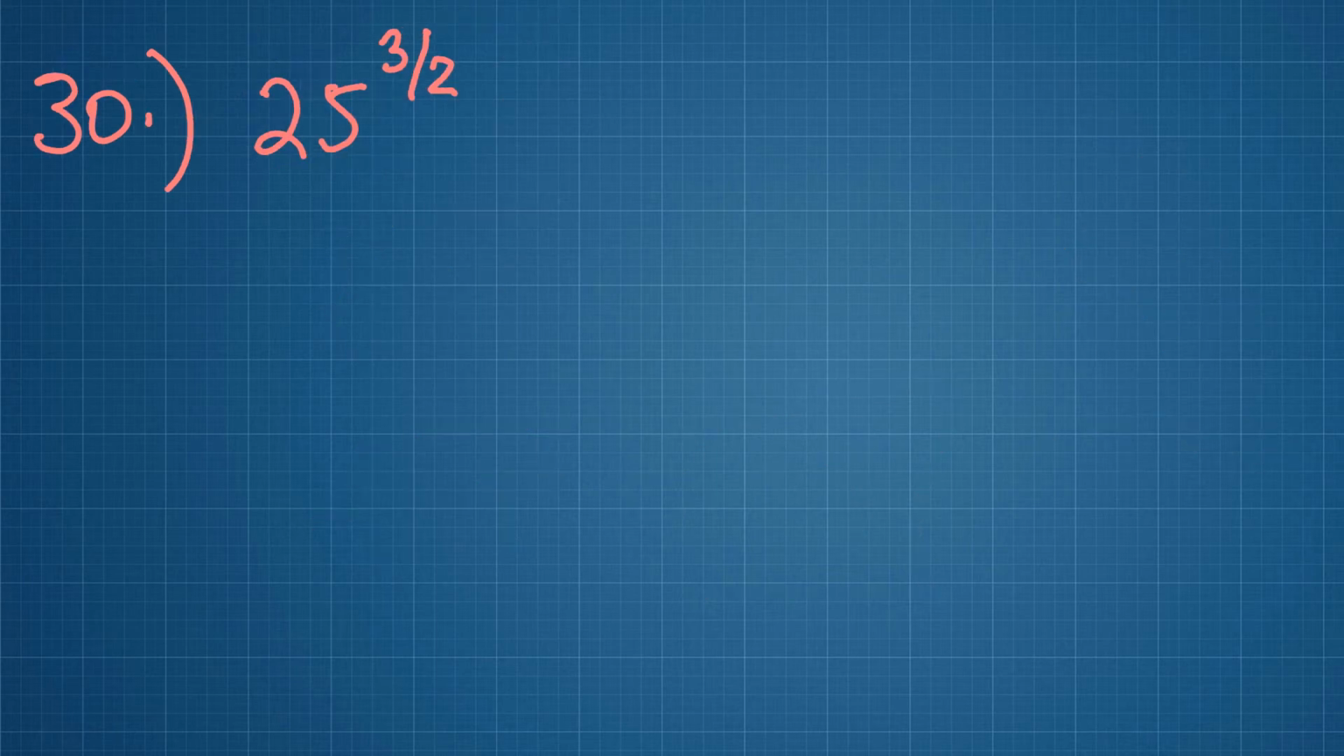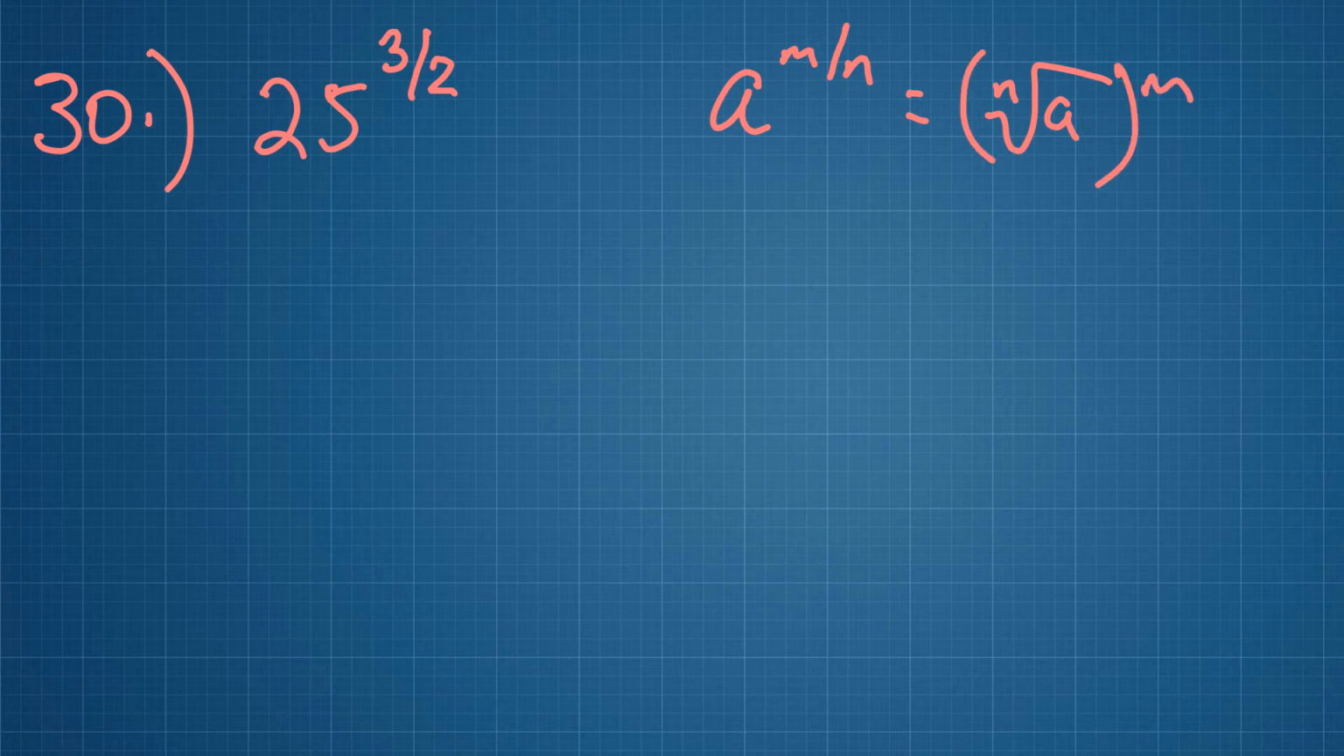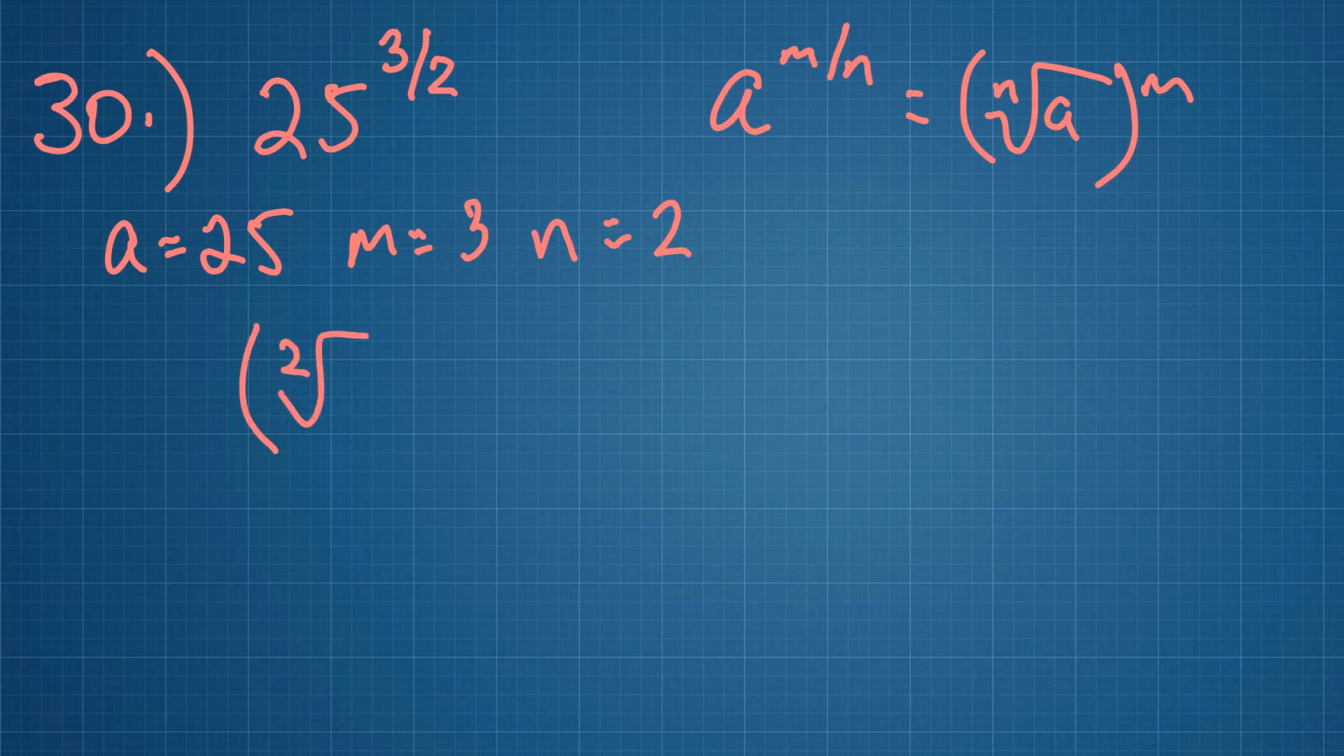30. I have 25 to the 3/2. Fraction exponent. I can't do that in my head, so I must use this formula. A to the m over n equals the nth root of a all to the nth power. I rewrite this since a is 25, m is 3, n is 2. I write this as the square root of 25 all to the 3rd power.